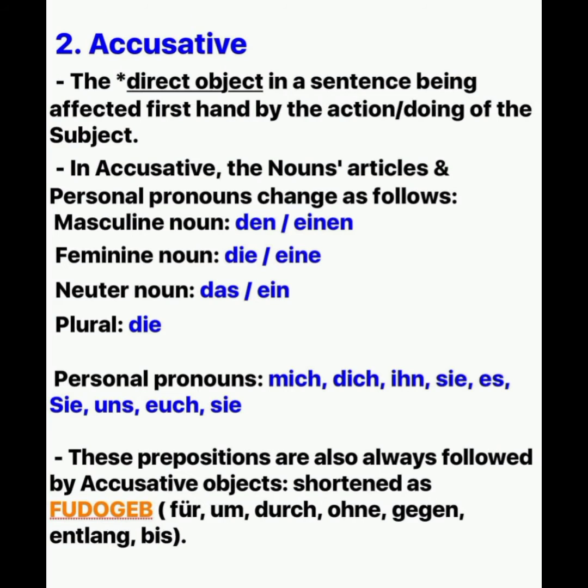So basically, as you've seen from the explanation, accusative is the object. Mainly, the accusative object normally comes after the verb. So basically, accusative is the direct object. So the personal pronouns, look at the personal pronouns and how they change in accusative.